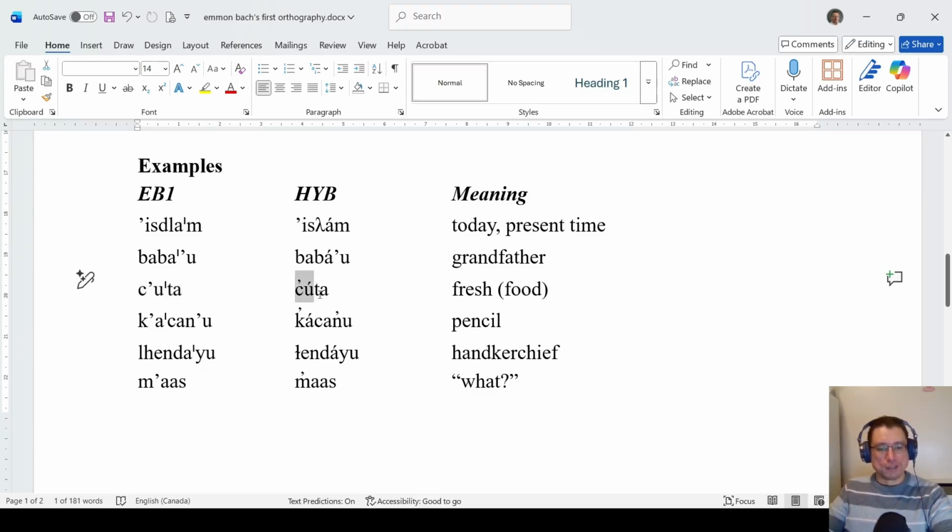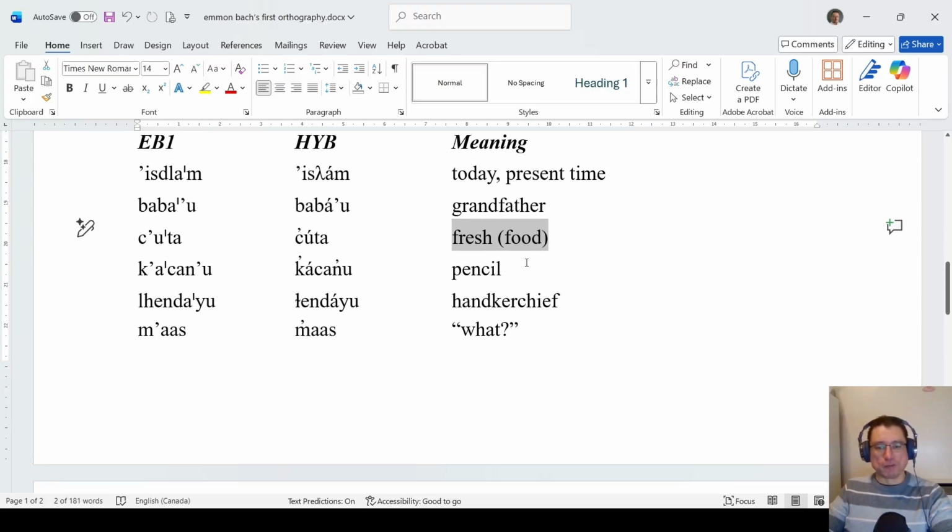Next is t'uta. This is also t'uta, but you can see the difference with the apostrophe on top of the C and the accent mark on top of the U. And t'uta means fresh, and this is usually in regards to food.